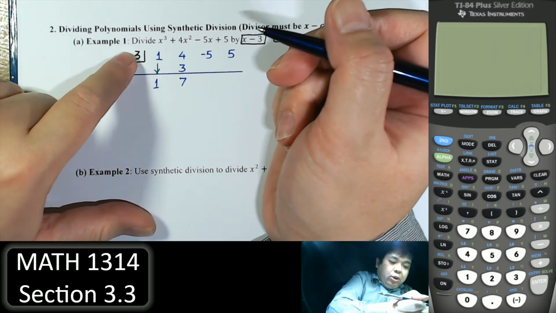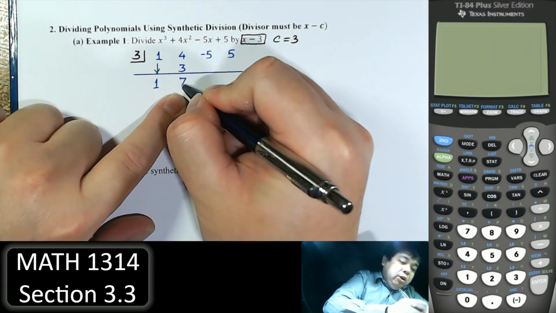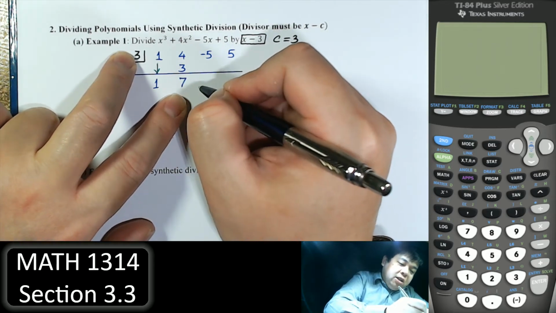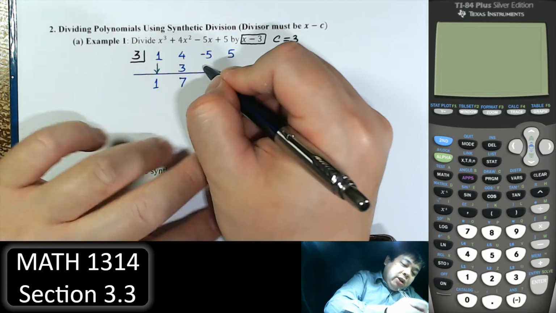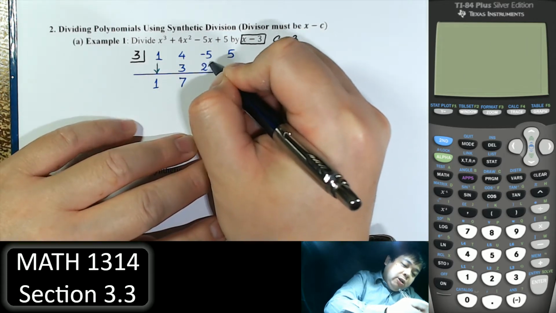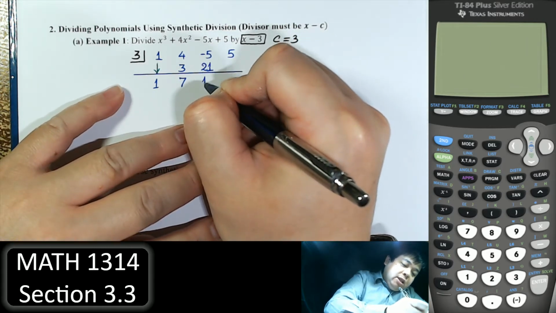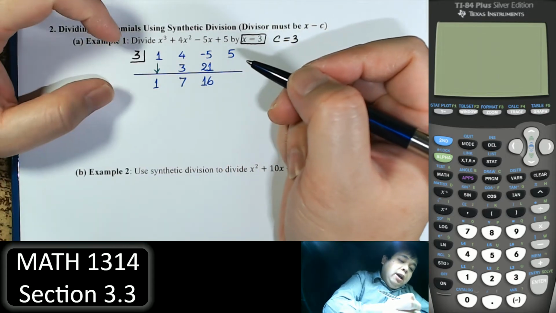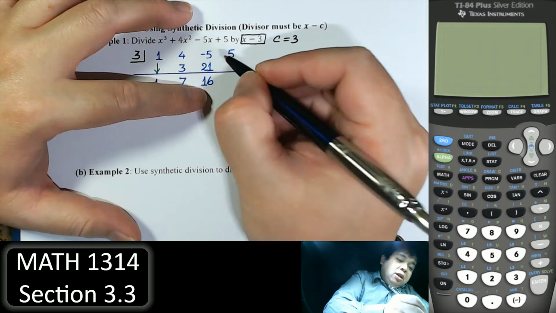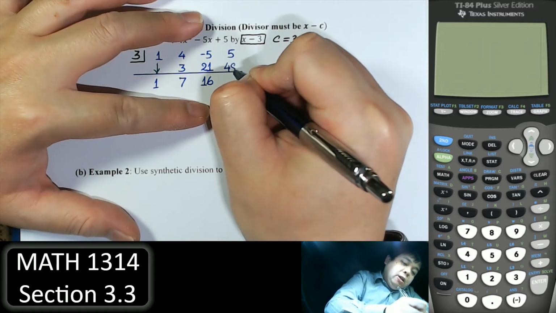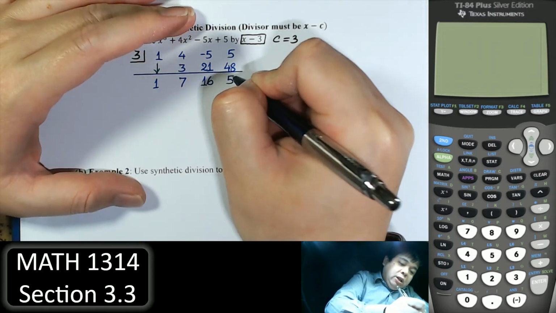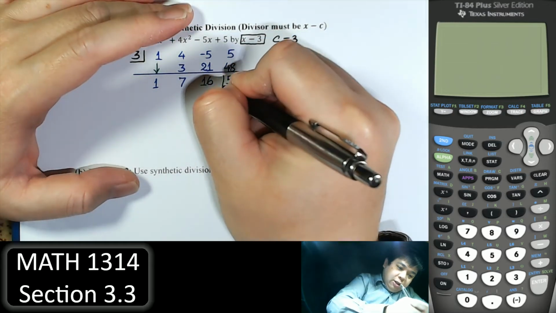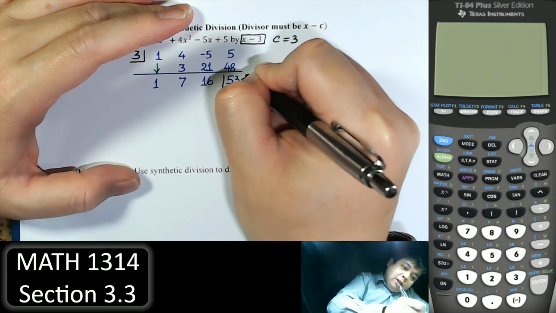And then when we have a new number at the bottom, multiply by c, put it in the next column and add. So just like that, 3 times 7 is 21. That gives us 16. And 3 times 16 is 48. And that gives us 53. And then the last number we isolate out. That is the remainder.